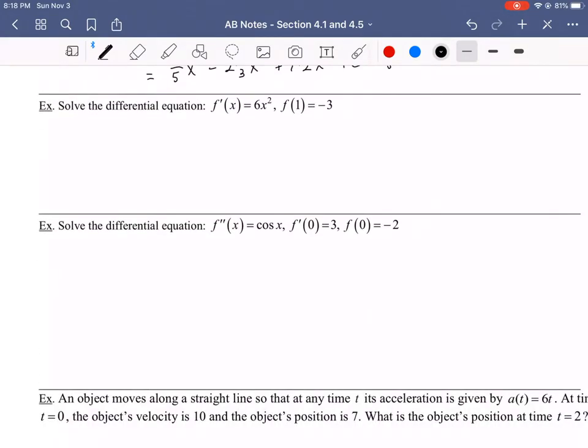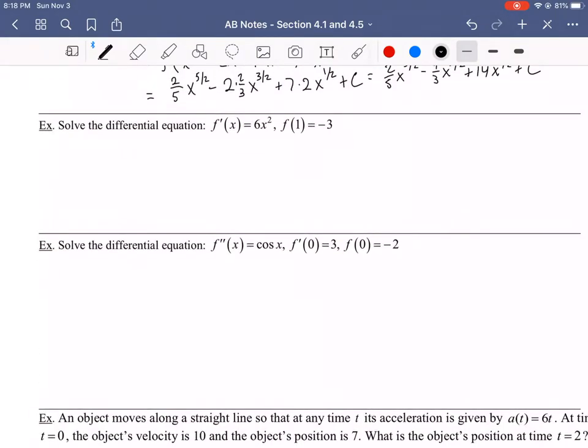Okay, in the next two examples, we're going to solve a differential equation. A differential equation is just an equation that involves a derivative. And so if you've ever wondered, hey, how do I figure out what c is? Well, here's the answer. You've got to be given what's called an initial condition. And so this f of 1 is equal to -3 is what we call an initial condition, and that's going to help us find what c is.